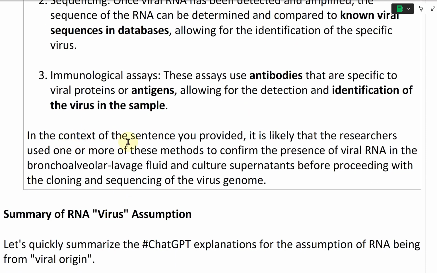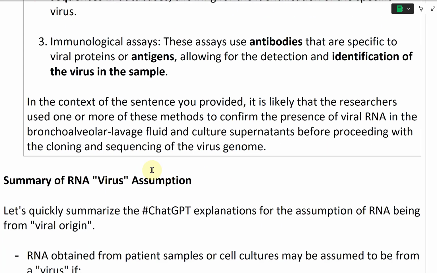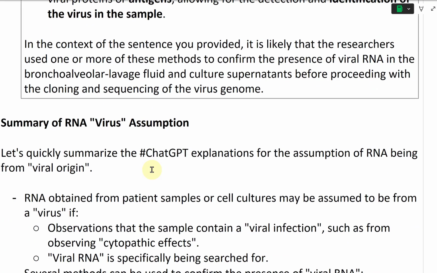And then it says, in the context of the sentence you provided, it is likely that the researchers used one or more of these methods to compare or to confirm the presence of viral RNA in the bronchoalveolar lavage fluid and culture supernatants before proceeding with the cloning and sequencing of the virus genome. All right, very, very interesting.